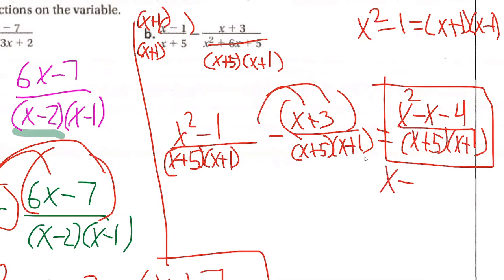So what your restrictions, you can't have -5, you can't have -1 because that would make the bottom of your fraction equal 0. Those would both be vertical asymptotes. You may remember that from 8.3.